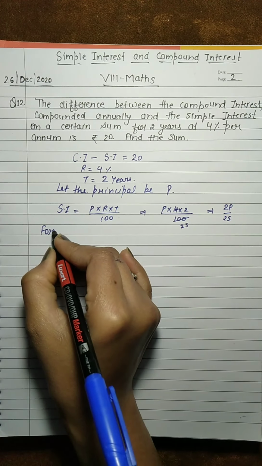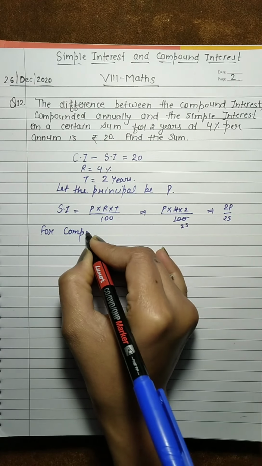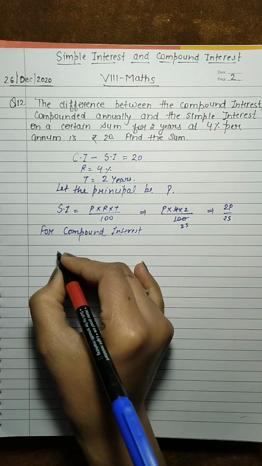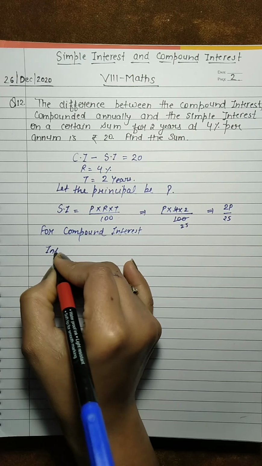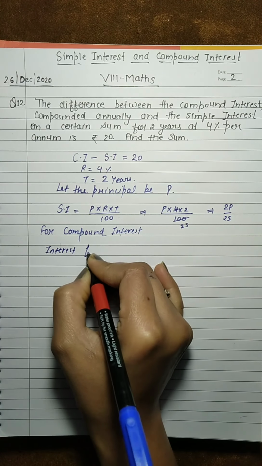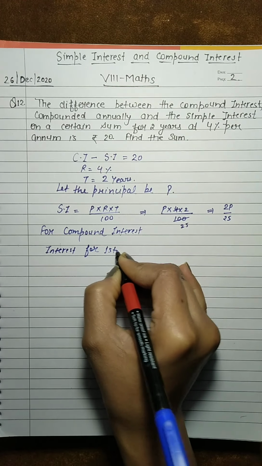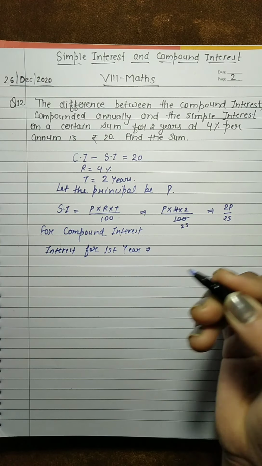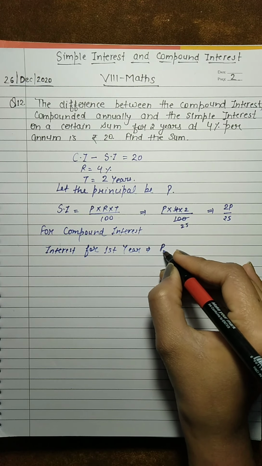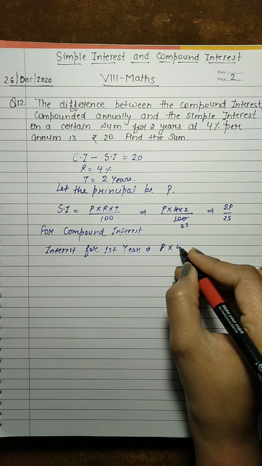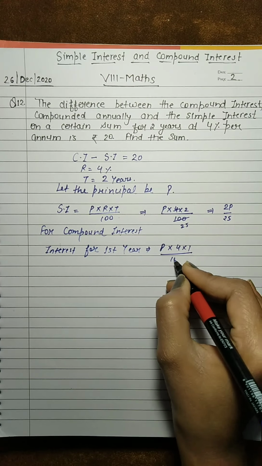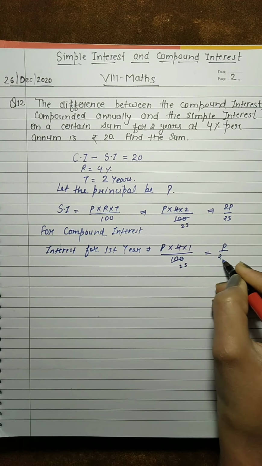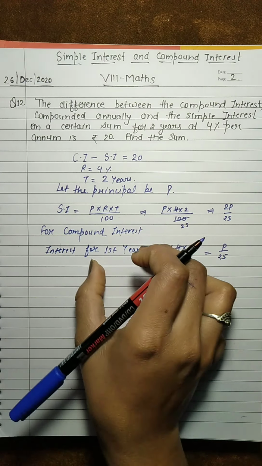Now for compound interest, now interest for first year. Students, first year के लिए interest क्या होगा, P into R into T. P so हमारे पास नहीं है, into R, R is here 4 and time will be 1 and upon 100. So इसे कट कर दीजिए इससे. So we have P upon 25. So that is the interest for first year.